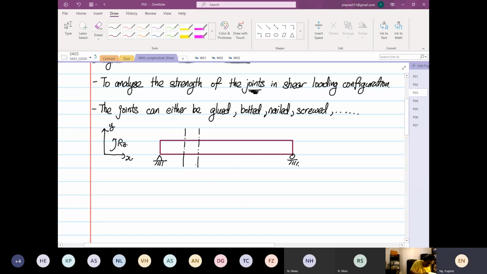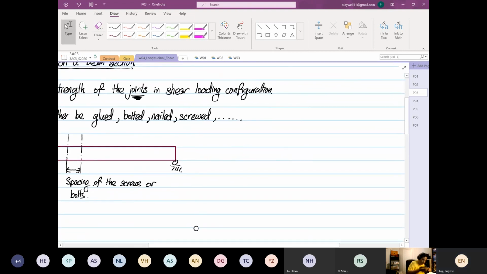And then for our beam, over here is what we call spacing. I'll tell you more about this spacing later on. So there's a spacing of the screws or bolts. So why this spacing? If we look at our cross section, we maybe have an evenly distributed load somewhere around here, for example.